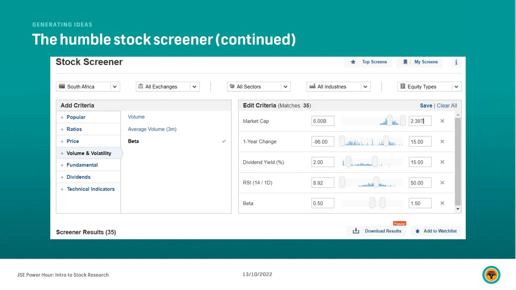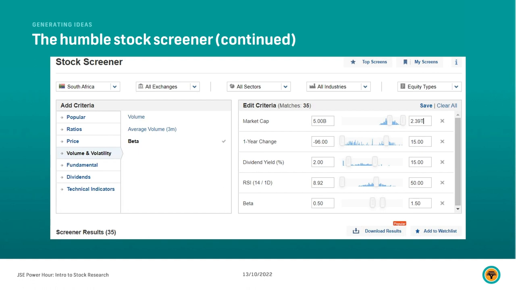And I've chosen, you can see on the left side, there's lots of criteria that you can use. Popular, probably not the one that you should be picking stuff off of, although there could be a few good ones. There are ratios, price movements, volume and volatility, fundamental stuff, so cash flows and balance sheets and income statements, dividends and technical indicators. I like a little bit of everything.